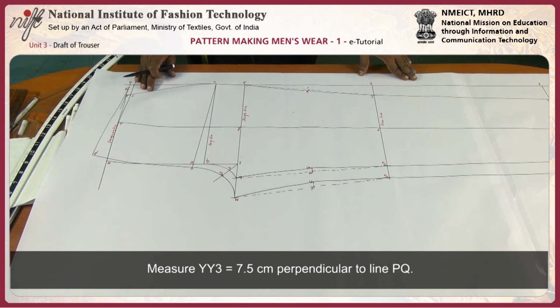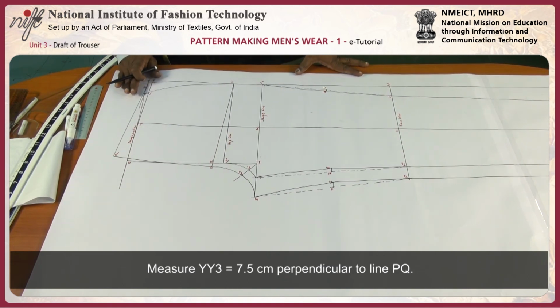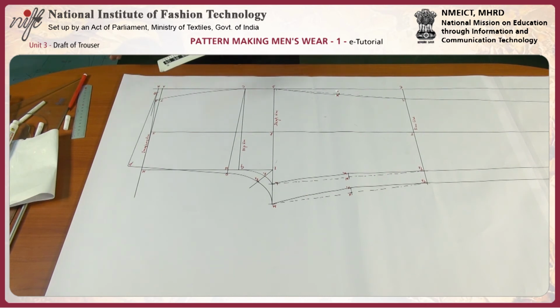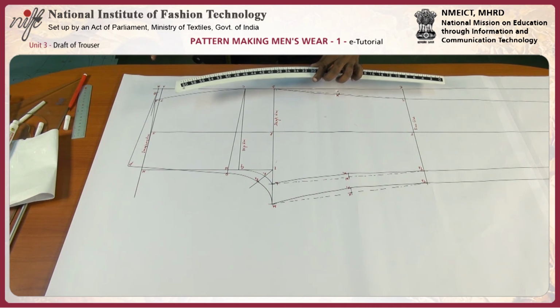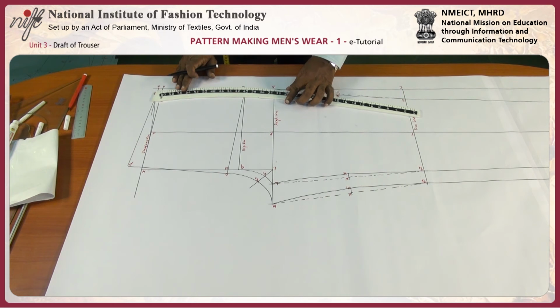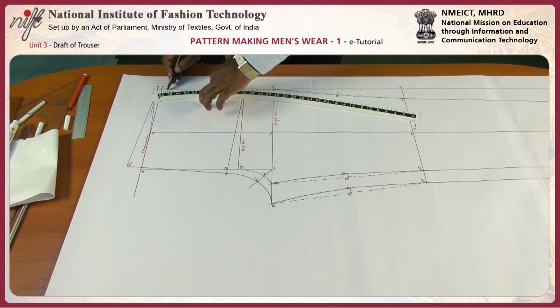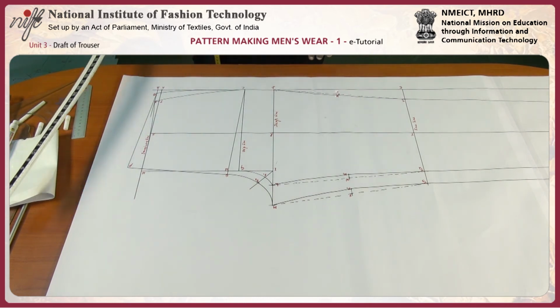Now measure YY3 7.5 centimeter. Now shape Q and C for the back side seam hip line. This will be the back side seam hip line.